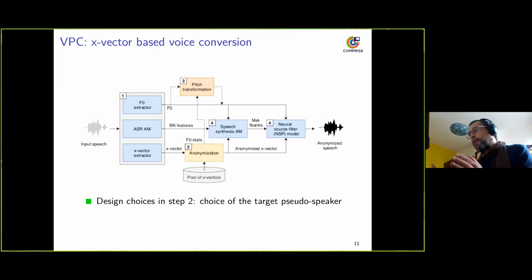So in this chain of transformation, we have modified the voice, replacing, let's say, the voice of the original speaker by another one. And we have studied a lot the way we can choose the target speaker in order to have a better anonymization. We also perform some pitch transformation in order to mask or obfuscate the gender, which is somehow encoded in the F0 features.